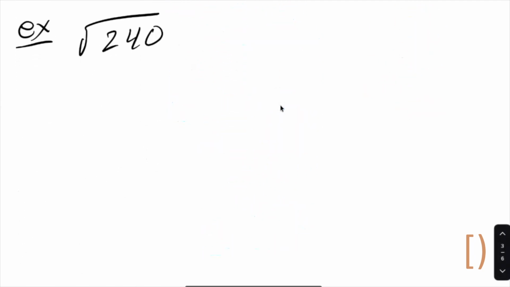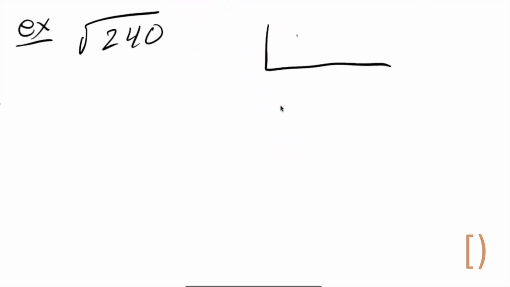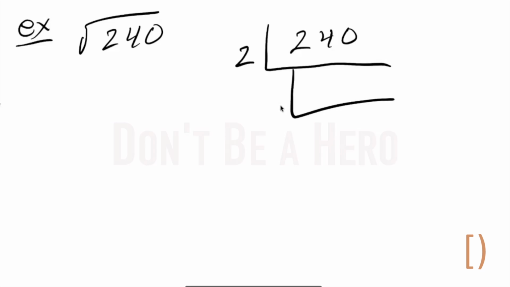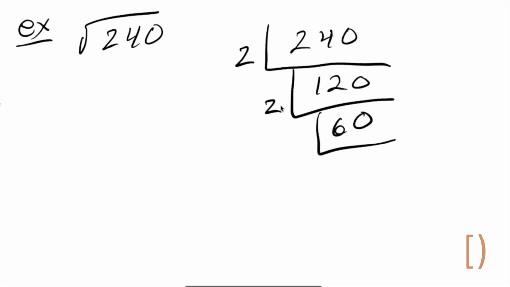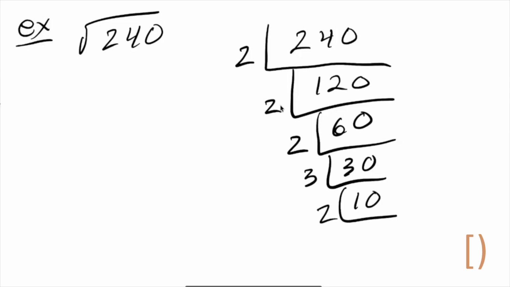That's another one. 240, right, jumping up here. I'm going to do the same thing. Now you can go faster if you know big prime numbers. I don't deal with that. Just go small. So 2 and 120. I go 2 and 60. 2 and 30. Then that is 3 and 10. And that is 2 and 5.